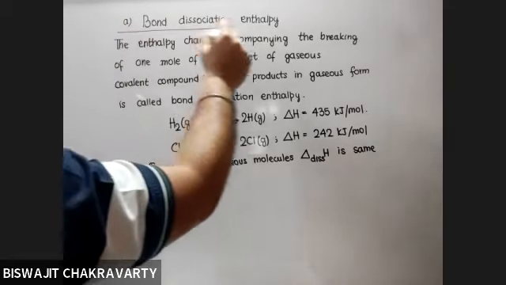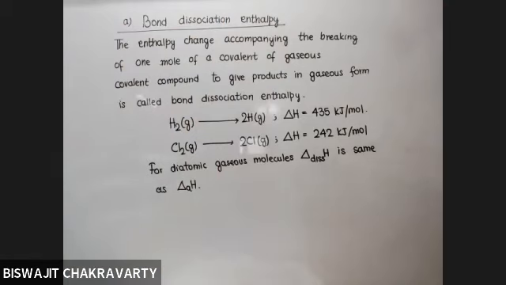So bond dissociation enthalpy is meant for diatomic molecules, but for polyatomic molecules, as I said, which contain more than one atom, in order to calculate the mean bond enthalpy, we need to take the average of all the different bond dissociation enthalpies.